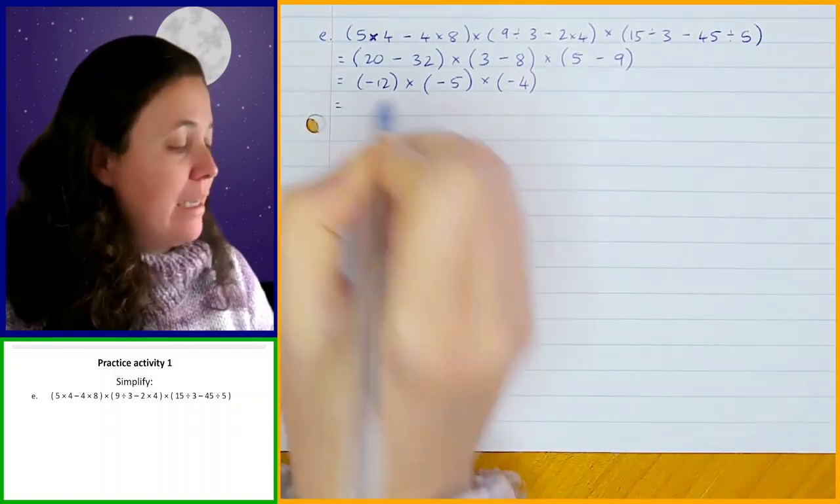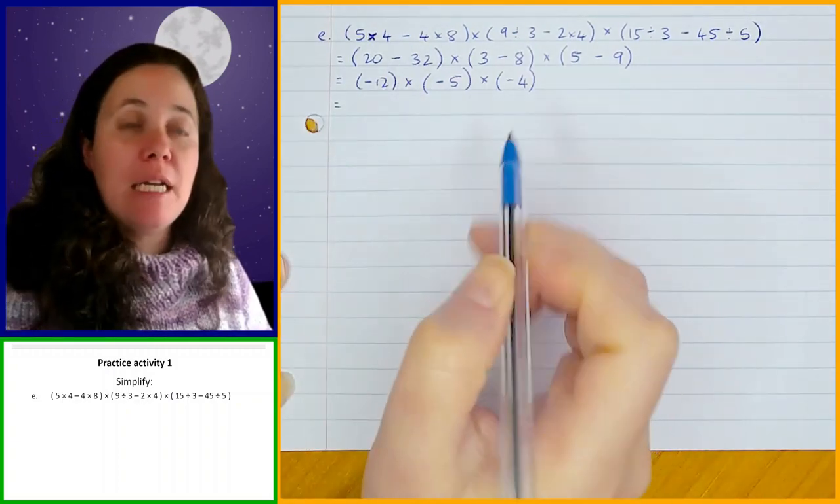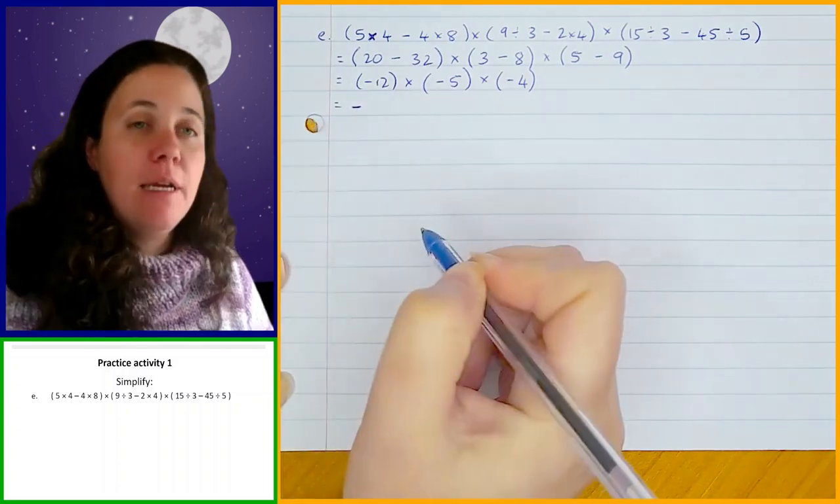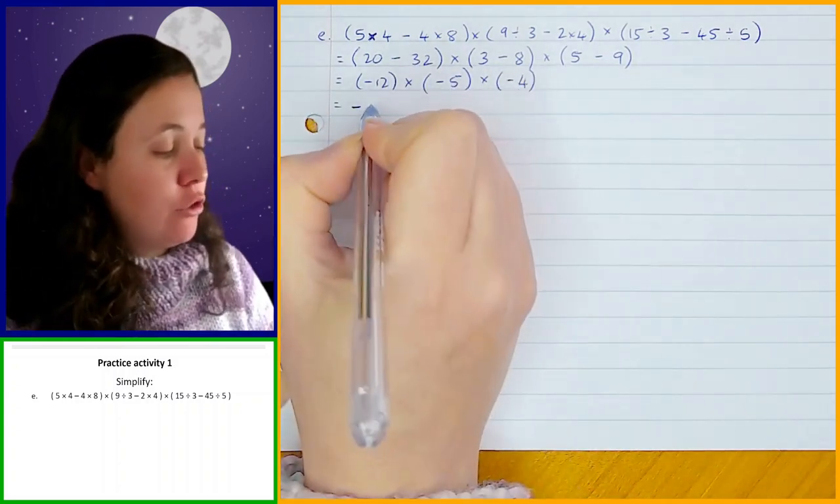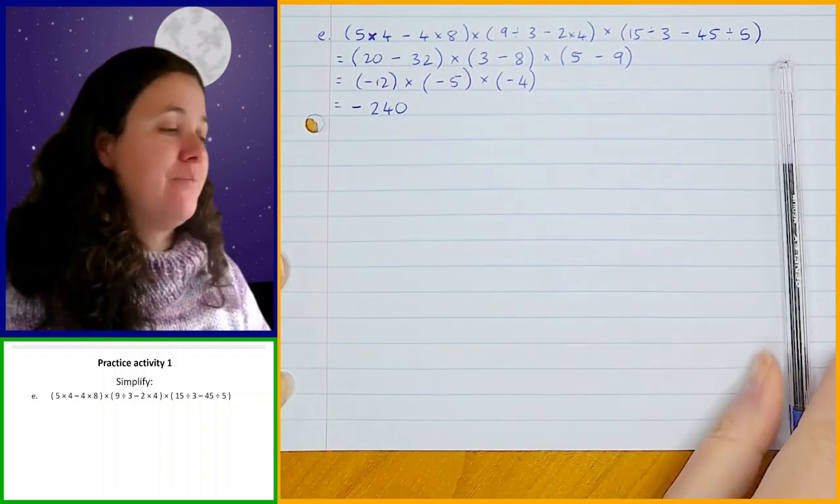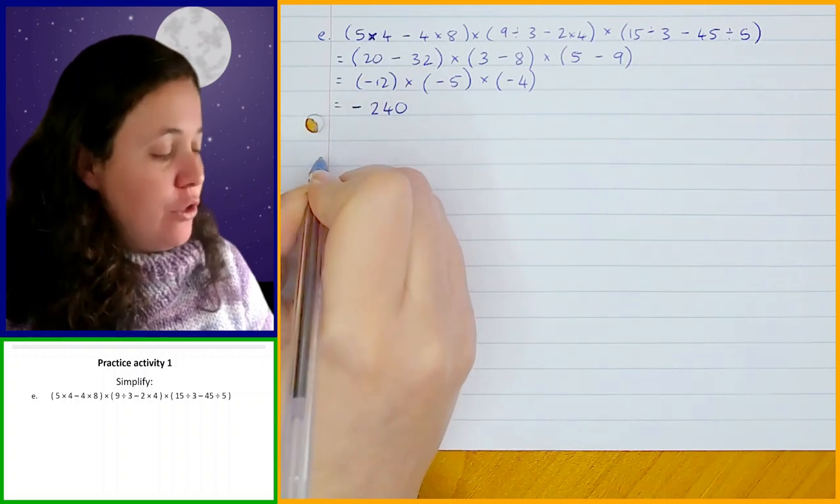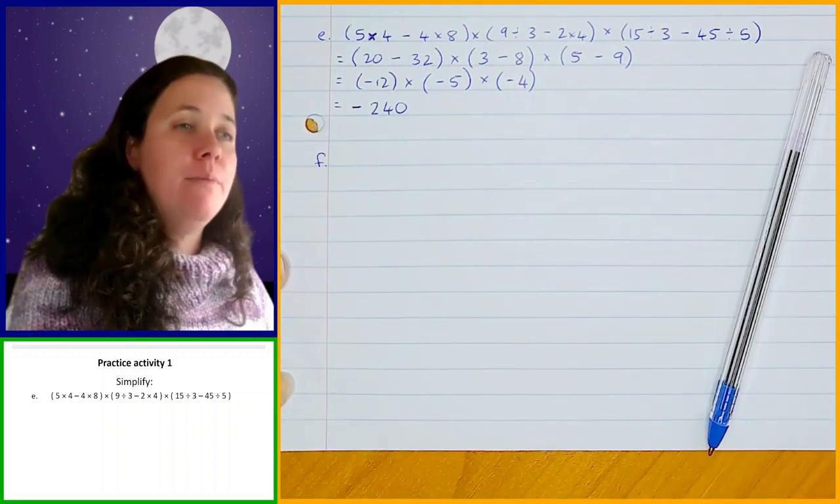So I've got over here three negatives that I'm multiplying together. And when we have an odd number of negatives, our answer is going to be negative. And then I'm going to multiply 12 by 5 is 60, times 4 is 240. So I get negative 240 for question E. And then the last one you're going to do, question F. I'm also going to give you 3 minutes for this one.